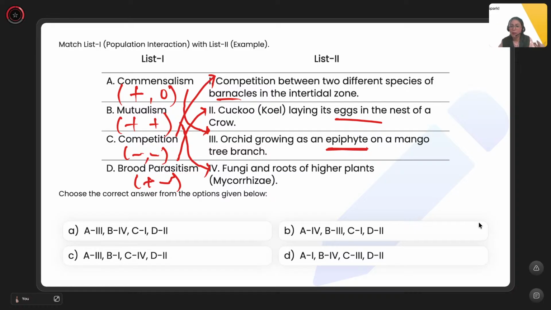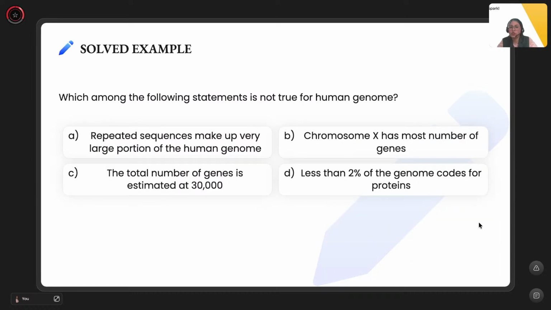So what is happening over here? The cuckoo is laying its egg, and the crow is basically investing its energy in incubating the eggs of the other bird, the cuckoo. Okay, so the correct match here would be A3, B4, C1, and D2. Clear? Let us move on to the next question.